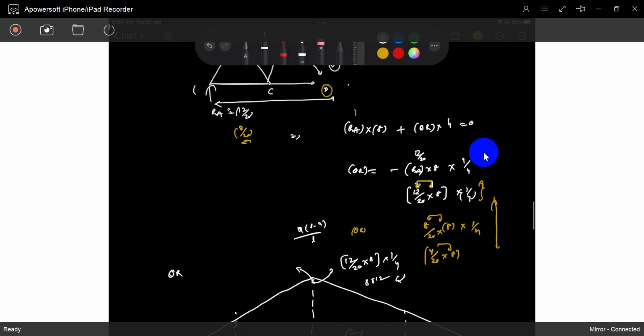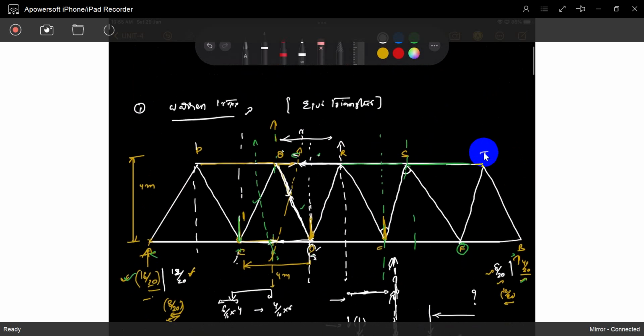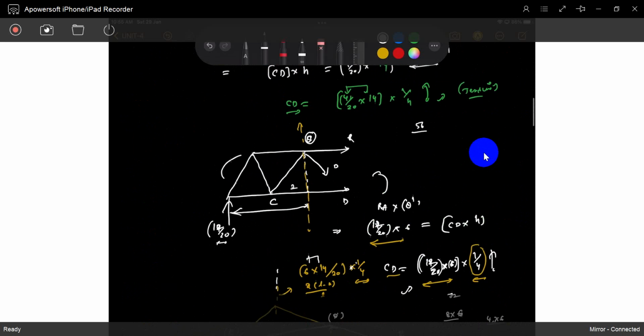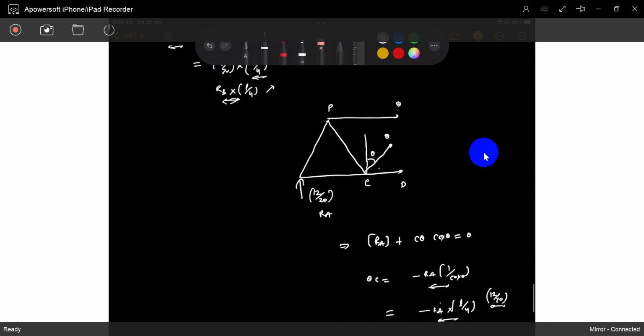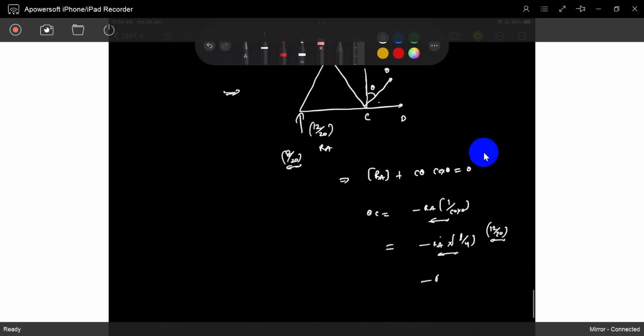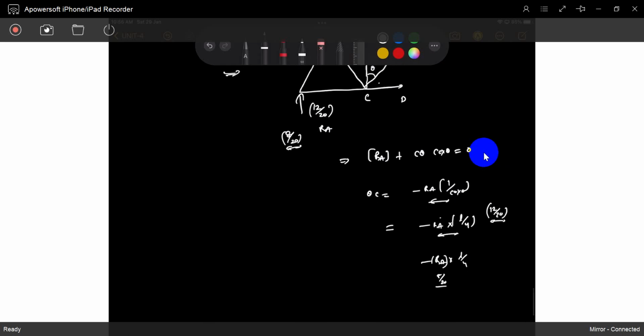Now you can observe again. If the load is at E, same, we have to choose the left part and balance the same thing. If the load is at E, same diagram. What is the change? This is going to be 8 by 20. Now also same L by H, but this value is 8 by 20. Now if the load is at F, it's 4 by 20. Only RA is changing. Nothing else is changing.